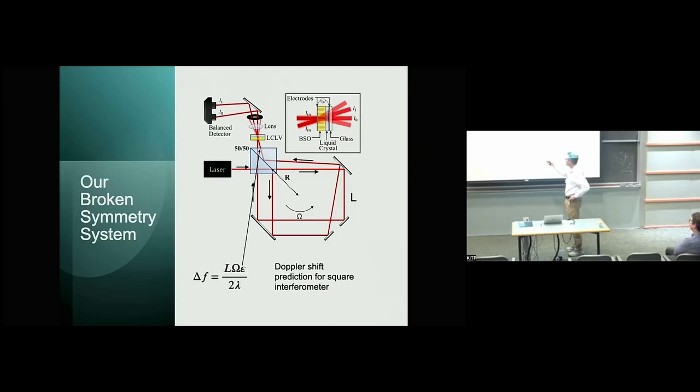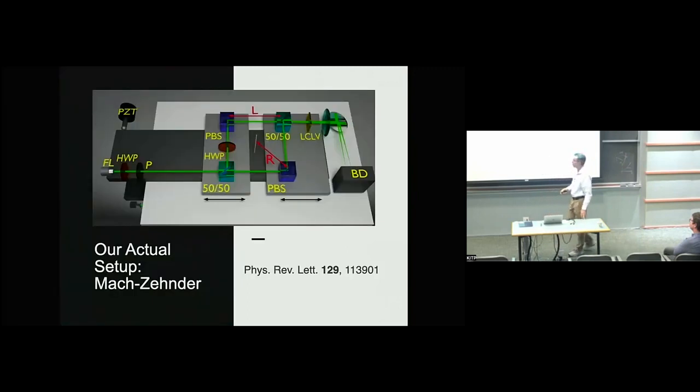So this is a distance L here, omega is the rotation rate, and epsilon here is basically this opening angle that we use for the liquid crystal light valve, over 2 lambda, which is orders of magnitude more sensitive than using other techniques. I'll show you that here in a moment.